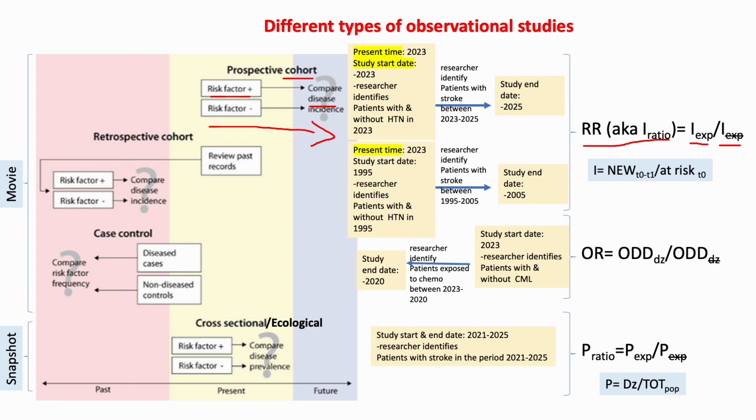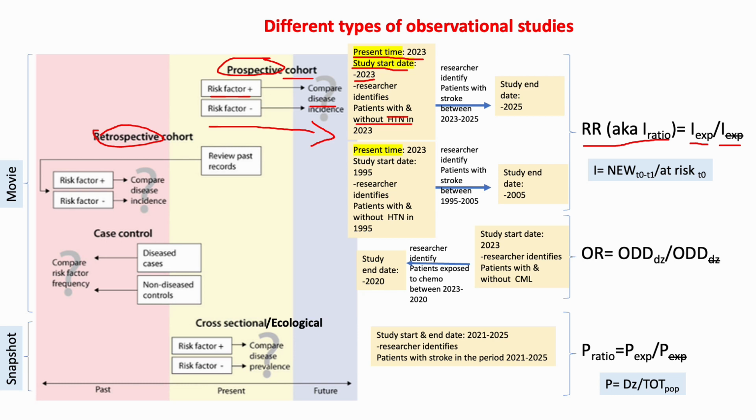Now, an important difference that can show up on questions is the difference between prospective cohort studies and retrospective cohort studies. To understand the difference, we can start from an example. In prospective cohort studies, we have to keep in mind that the present time is 2023, so we live in 2023, and the study start date is always the same as the present time, so in this case 2023. The researcher in 2023 has a cohort of patients that he identifies and for which he defines which ones have hypertension and which ones don't have hypertension.